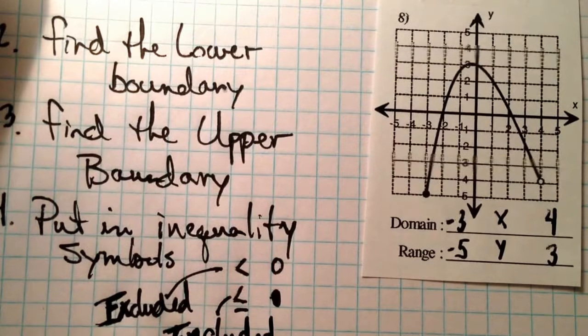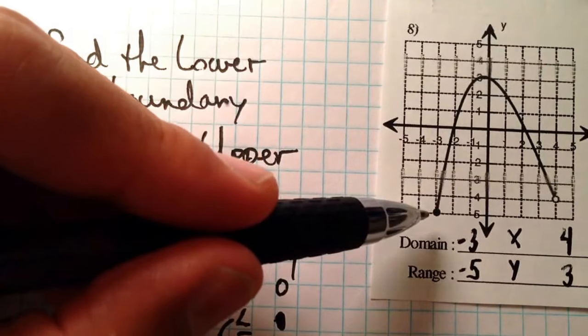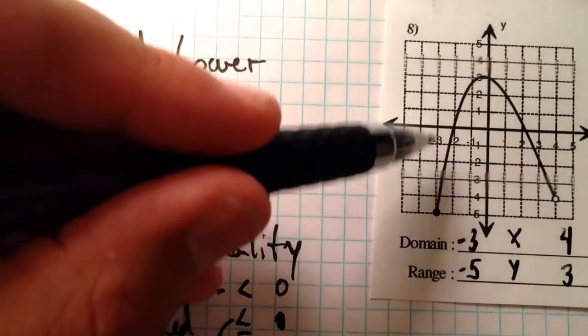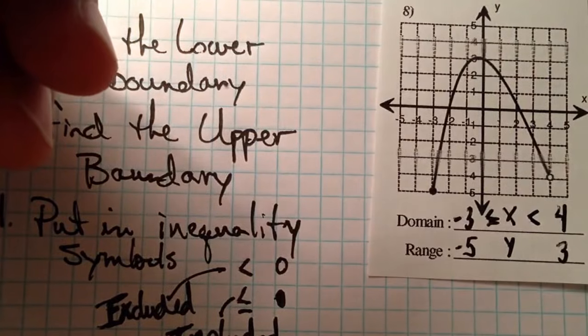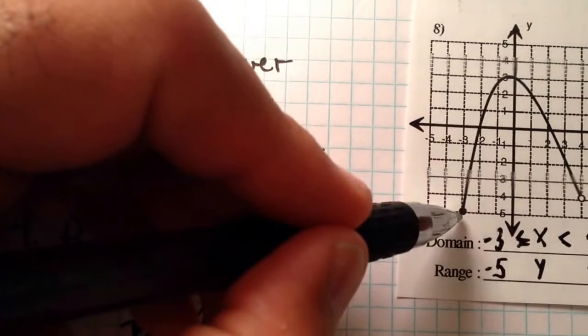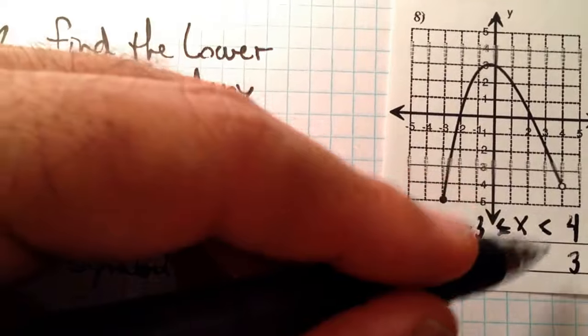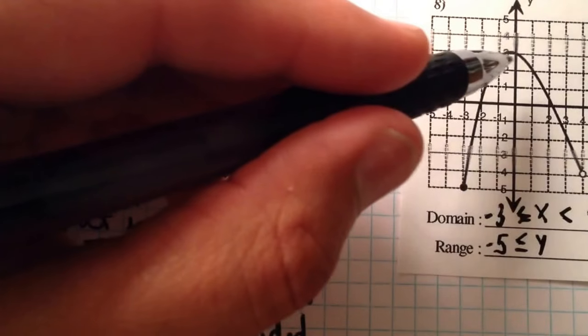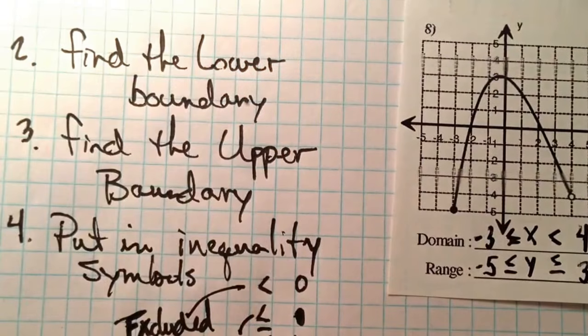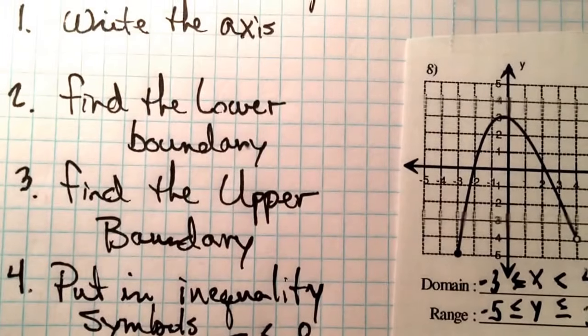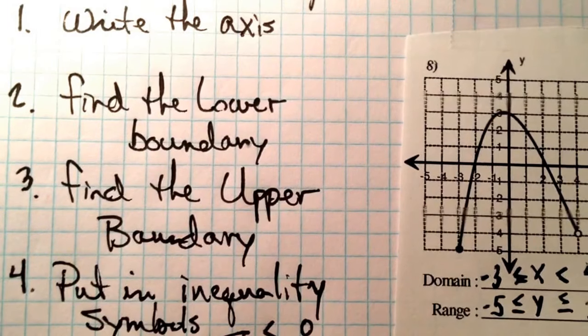in the function. So if we take a look at this boundary down here at -3, that's included, less than and equal to. This boundary here at 4 is simply less than, it's an open dot. Boundary down here at the y-axis at -5 is included, and the boundary up here at 3, that touches 3, so therefore it is also less than and equal to. And there you have it. Those are the 4 steps to using inequality notation.